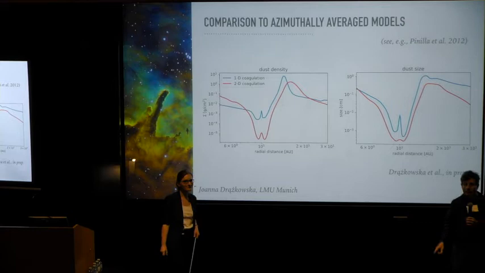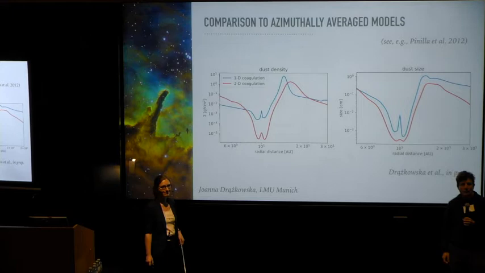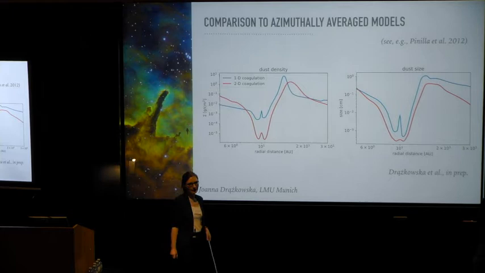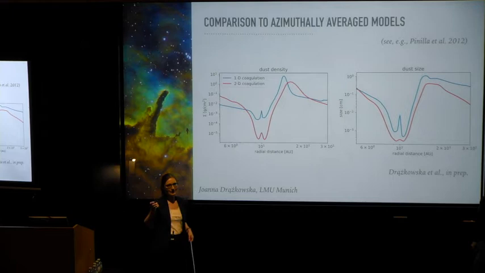Simeon? Right, so these are all 2D models. So what are you assuming about the vertical distribution of all the particles? We assume the standard vertically integrated model, for which every dust size has a Gaussian distribution that corresponds to its Stokes number. So the larger grains are more settled to the midplane.